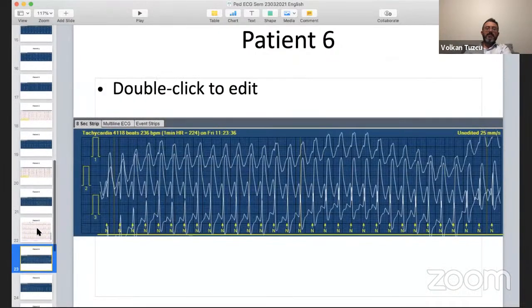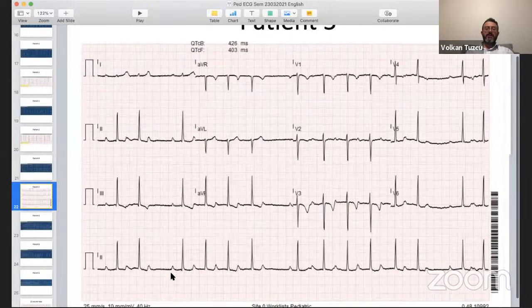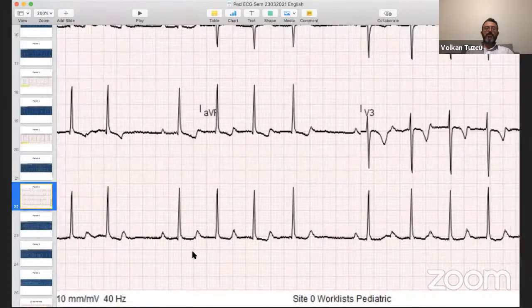All right, let's do 2 more patients, and then we'll be finished. What do you think about this rhythm? Any idea? It's irregular, right? It's irregular. All right. Look at the rhythm strip below. Maybe that's more helpful because it's a more continuous strip.